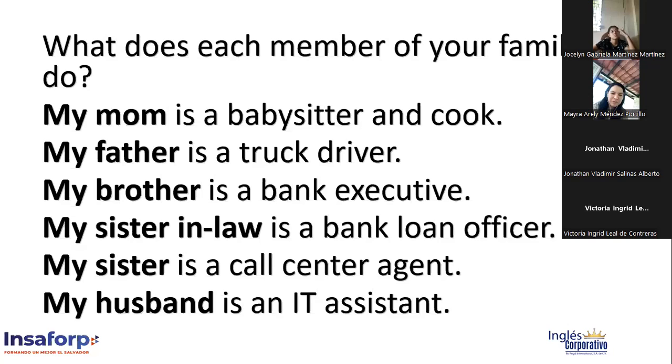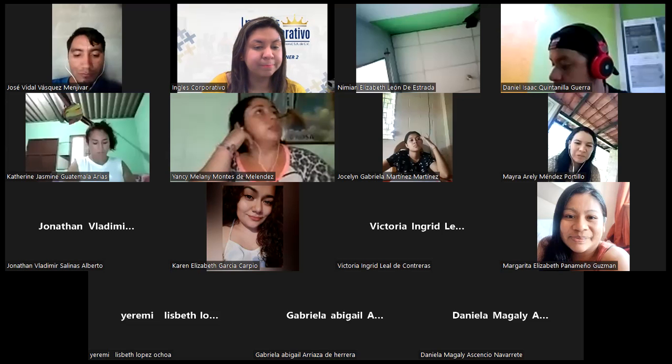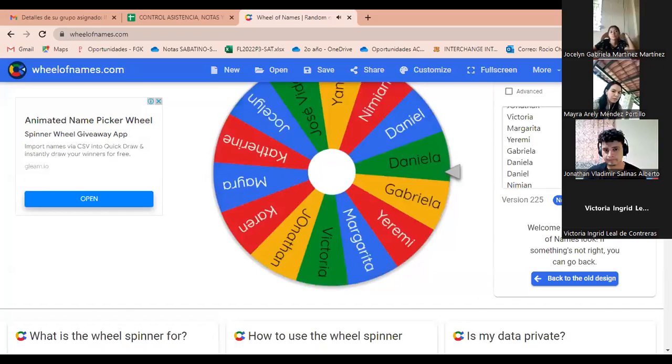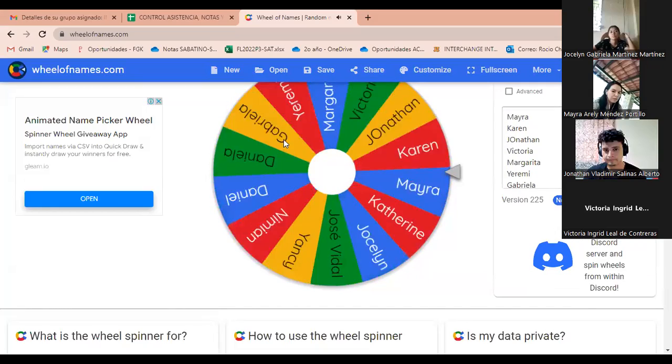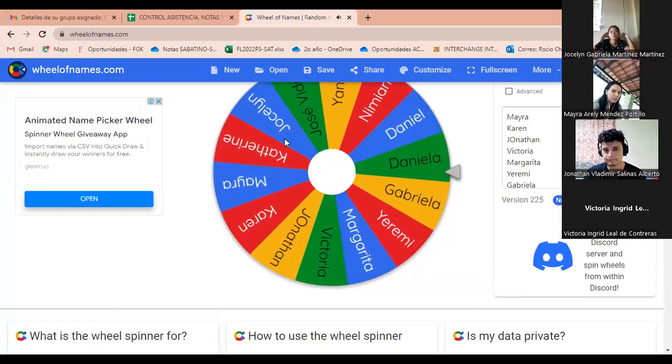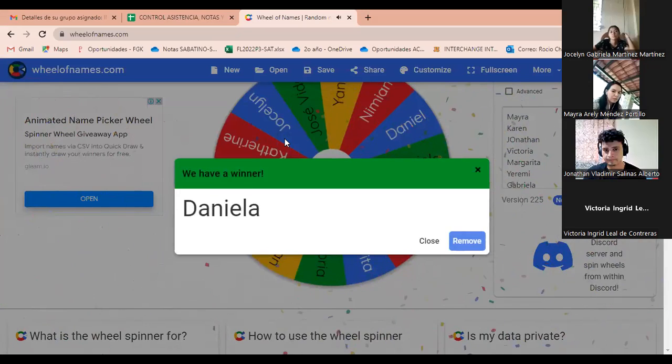Okay, I hope that everybody has already finished. Now I have this activity, and in this activity, I am going to spin the wheel, okay? The person's name will tell us about their family's jobs. And we have Daniela. Daniela, you are the winner. So tell us about your family. What does each member of your family do, Daniela?